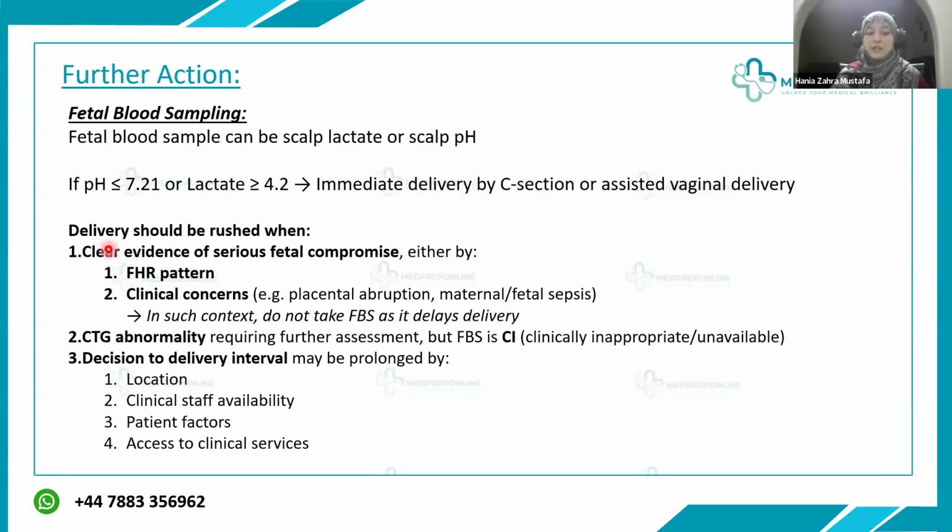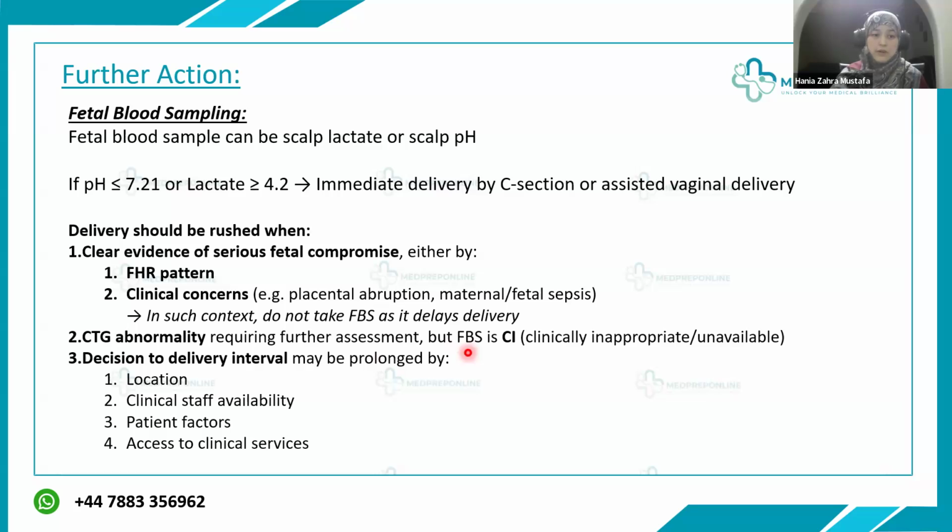And you have to go for urgent delivery if there is clear evidence of serious fetal compromise, either by fetal heart rate pattern, like the sinusoidal pattern that I've told you. You have to go for delivery immediately. For example, if there are clinical concerns, any placental abruption, any maternal or fetal sepsis, then you have to go for immediate delivery. In this context, you do not do fetal blood sampling because it delays delivery.